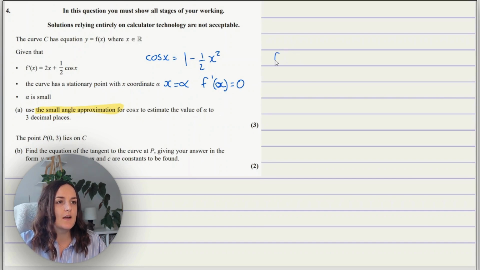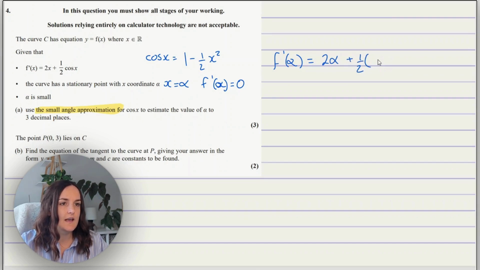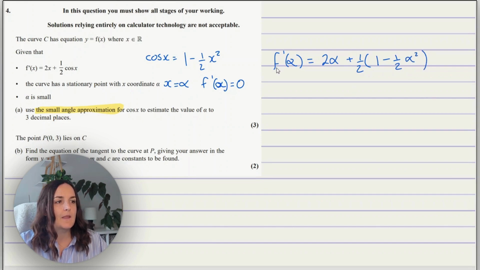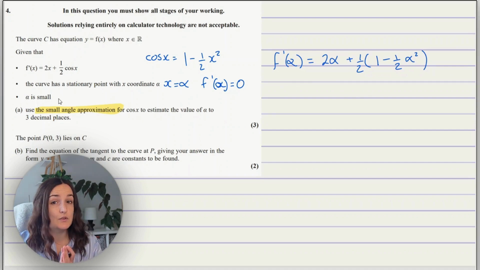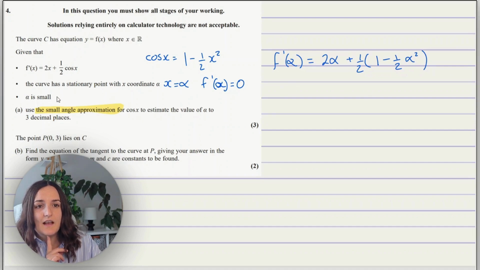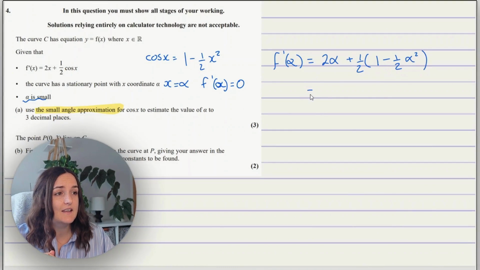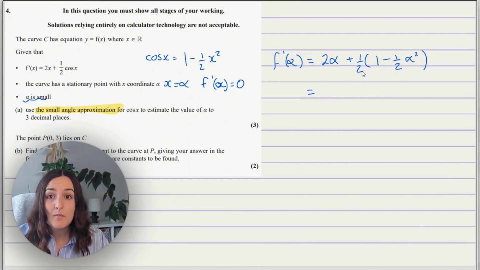Okay, so f dash alpha is going to be equal to 2 alpha plus a half, and we're going to replace cos x with 1 minus a half alpha squared. So I'm replacing the x with alpha, and we're replacing the cos x with this. Okay, now one thing that the examiner report noted that students did is actually wrote that alpha was 0. It says alpha is small and it says small angle approximation. Don't make the silly error of not reading the question properly and actually really hearing what they're trying to tell you.